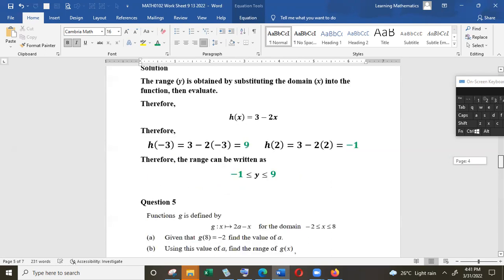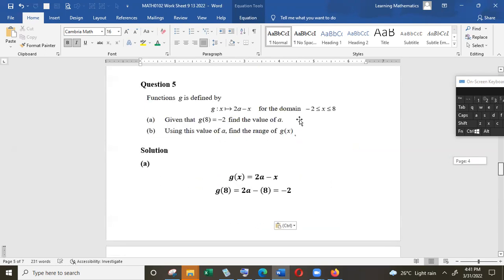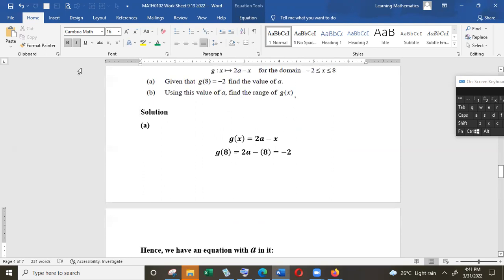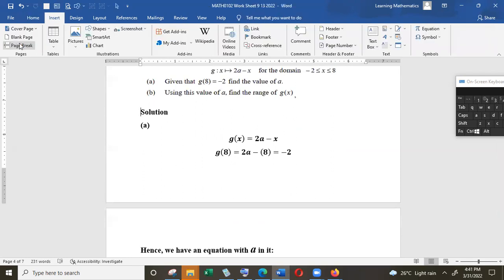Okay, and we have answered question number 5. Then you can bring the solution here, so everything can just be on one page.